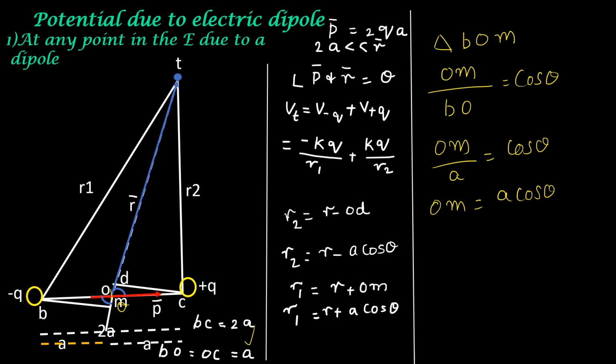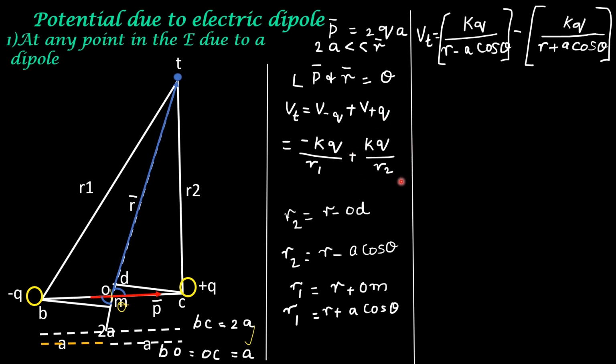We will rearrange the above equation as KQ by R2 minus KQ by R1, so that we take the positive value first and then the negative. Substituting for R1 and R2, potential at T is equal to KQ by R minus A cos theta minus KQ by R plus A cos theta. KQ is common, therefore it can be taken out. Then it becomes KQ into 1 by R minus A cos theta minus 1 by R plus A cos theta.